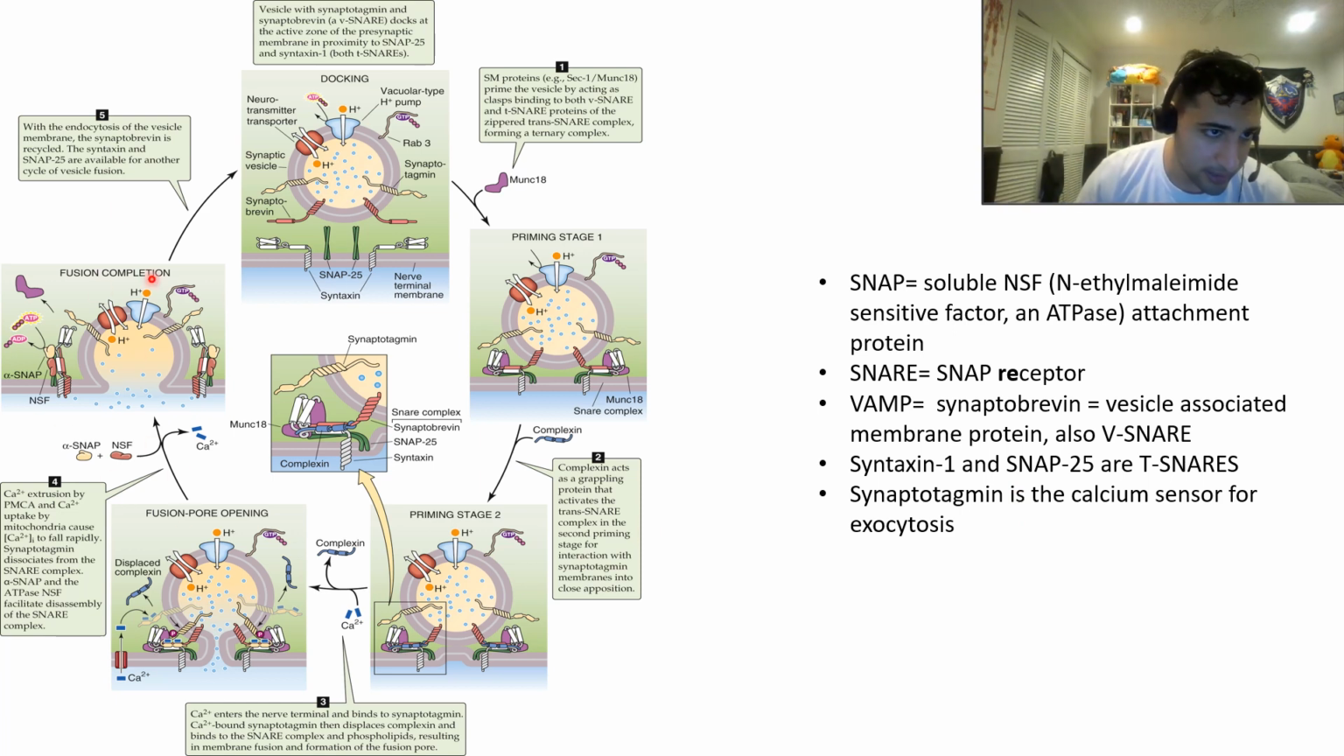So in summary of this slide, NSF is going to do its ATPase behavior to break up the complex, and that's why mitochondria are needed. And how does that occur? Because synaptotagmin comes off. Why does synaptotagmin come off? Because the calcium levels in the cell have now decreased. So that occurs, the SNAREs disassemble, and you get clathrin-coated endocytosis, and you just recycle the process over and over again. All right.